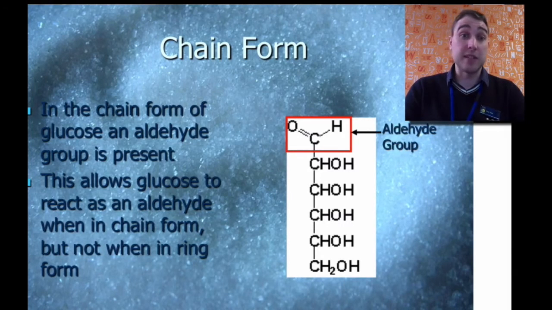And then you can react the carboxylic acid if you like. This only happens when the glucose is in the chain form, not when it's in the ring form, because it doesn't have the aldehyde group anymore.